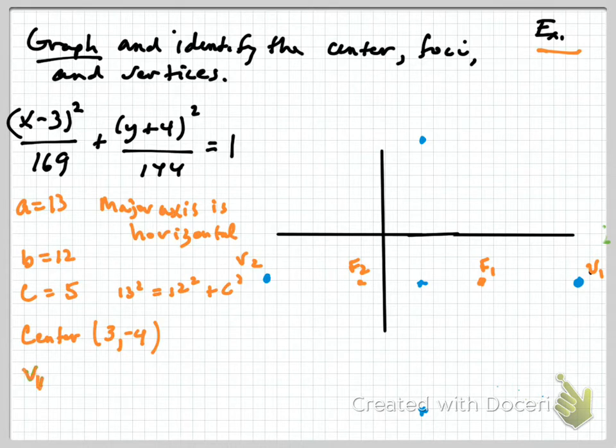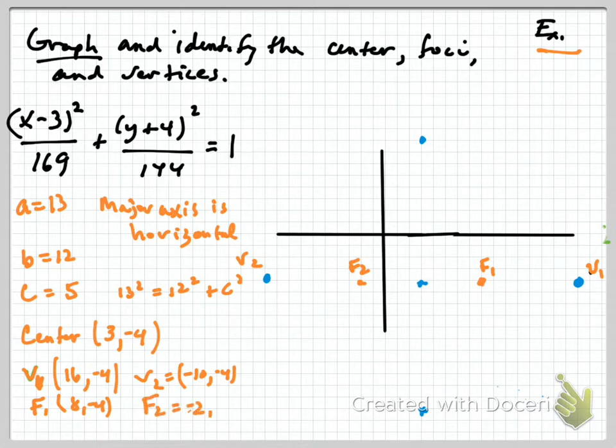The first vertex, if I go 13 to the right from a 3, that means I'm at 16, -4. The second vertex is 13 to the left from a 3, so that means it's a -10, -4. The foci, I went 5 to the right, so that means I'm at 8, -4. And I went 5 to the left, that puts me at -2, -4. So all I have left to do is try to graph this.